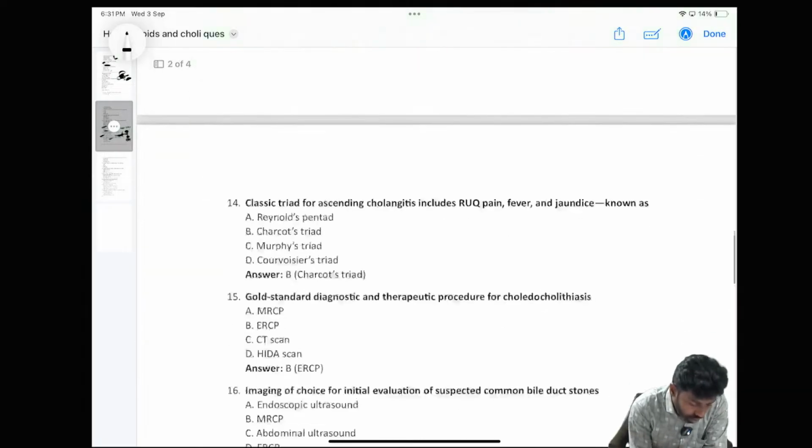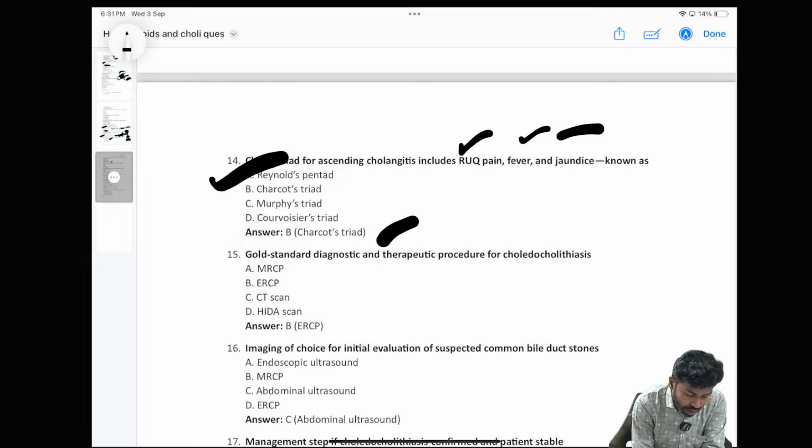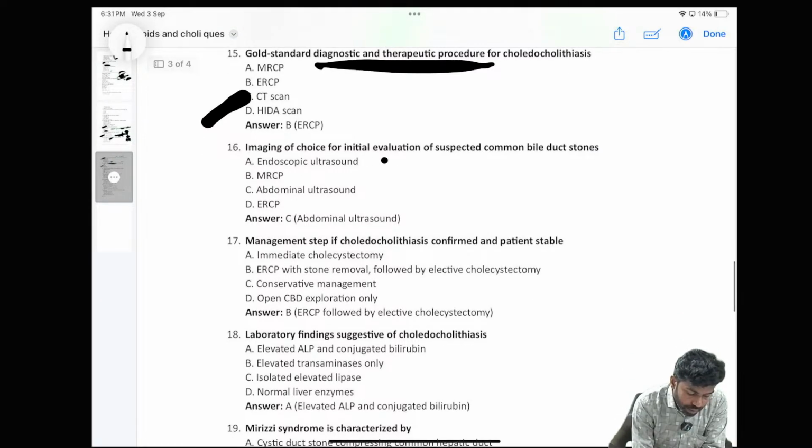Okay, so the classic triad for ascending cholangitis, right upper quadrant pain, fever, jaundice, that is called Charcot triad. If you add mental apathy and shock, that is called Reynolds pentad. The gold standard diagnostic and therapeutic procedure for choledocholithiasis is ERCP. The imaging of choice for initial evaluation of suspected common bile duct stones.